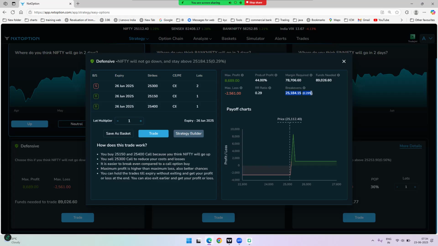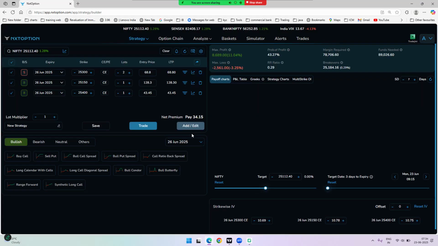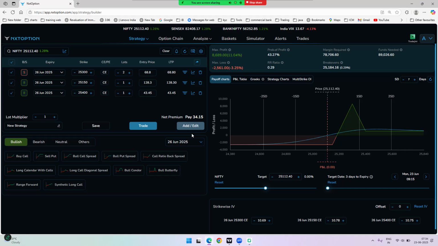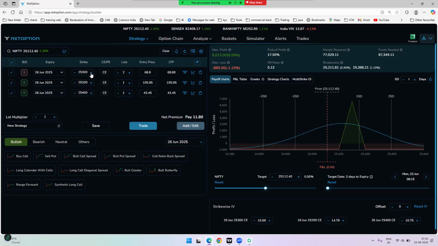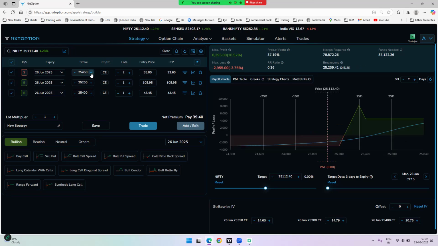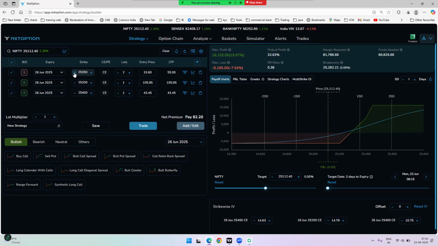Now, if I'm not very happy with this strategy, I can click on strategy builder and modify it a bit. Currently the Nifty is around 25,100. So I can increase it to 25,200. I'm just doing this as a hypothetical example here. Increase it to 25,400, my short positions will be increased to 25,400.